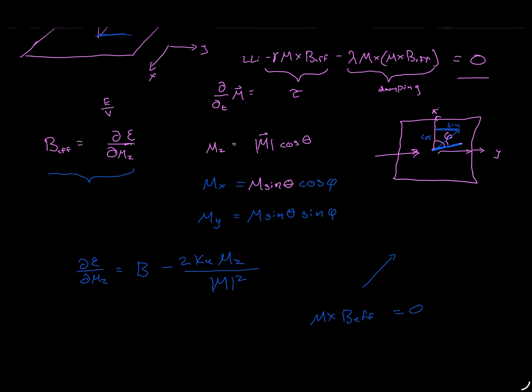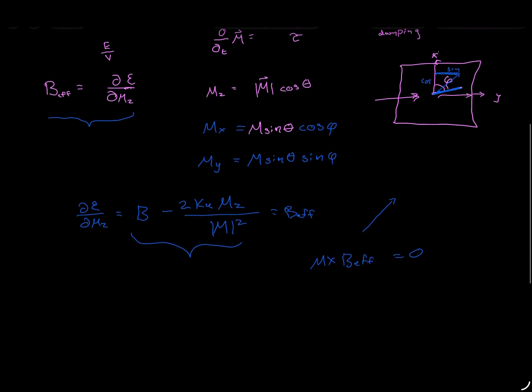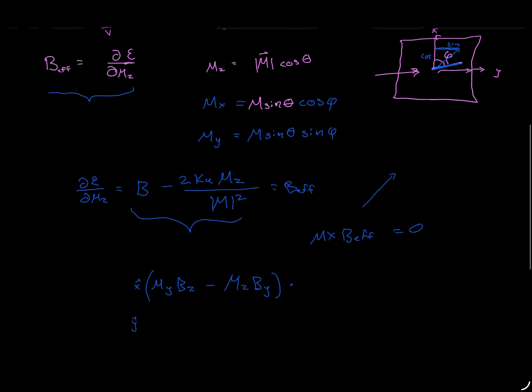So now we're going to do a quick cross product. Now that we have our b effective, which is this guy, we're just going to do a cross product. So I always do it this way. Say x, y, z. So my bz minus mz by, and then y hat plus y hat mz bx minus mx bz. Then z hat is going to have mx by minus my bx. Okay. All right.